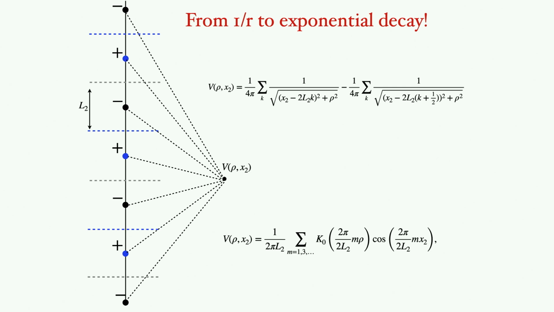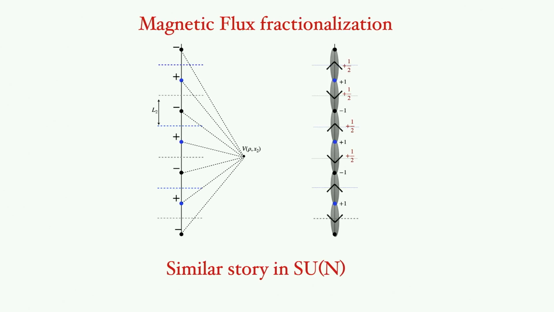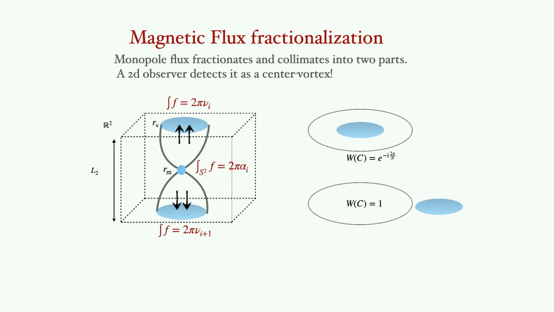What does this mean dynamically? It means the following. You have a monopole here. Maybe the following is a better picture. You have a monopole here. Its field starts out radially, but then ultimately its field collimates into a flux tube.